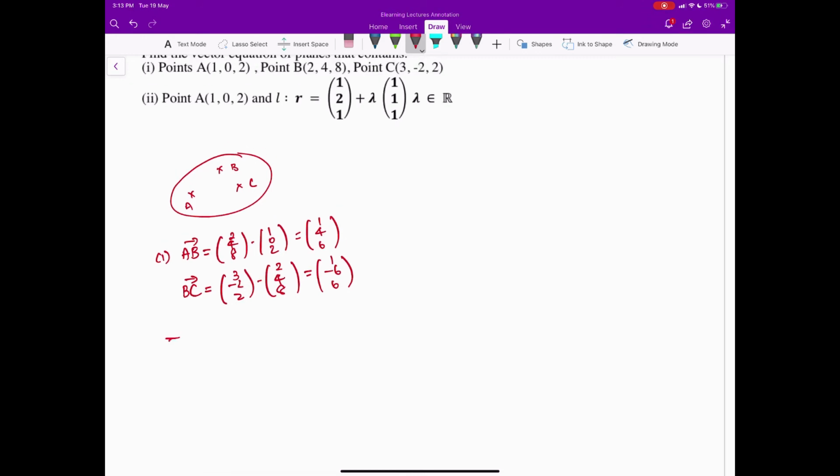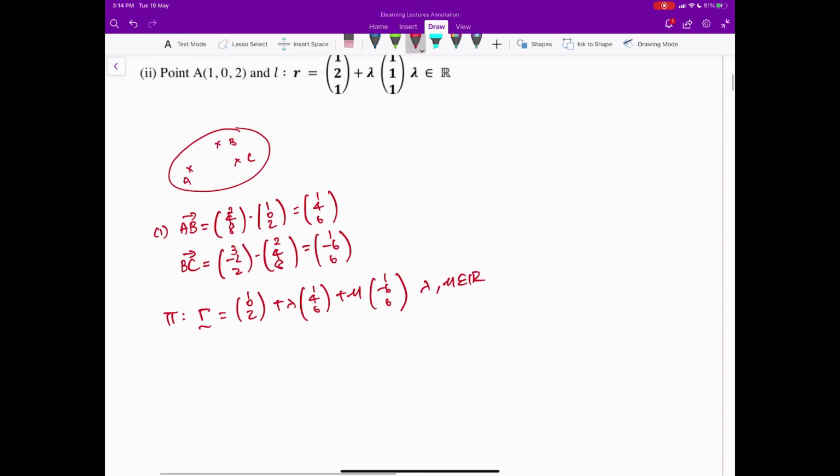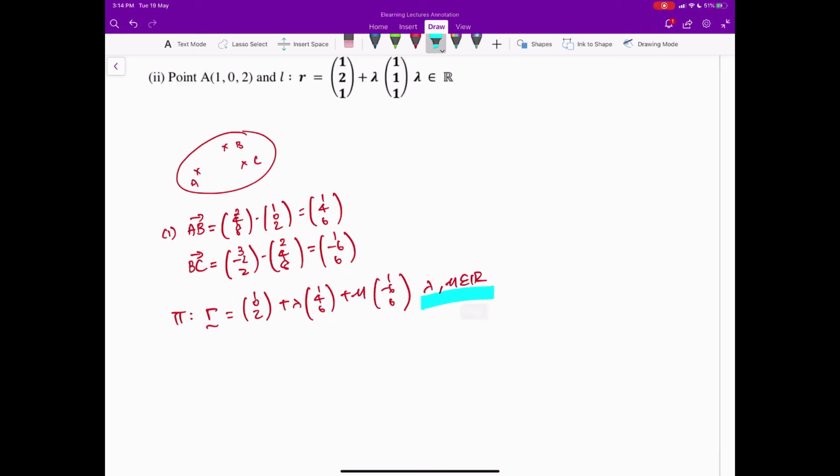So to form the vector equation of the plane, it will be pi, which can be represented as plane, r equal to a point, and I can use point A, point B, or point C, it doesn't matter. So (1, 0, 2), where I use point A, plus lambda (1, 4, 6), the first direction, plus mu (1, -6, -6), the second direction, where lambda and mu are real numbers. Please do remember to write lambda and mu as real numbers, because without writing that, you will definitely be deducted marks in your exam.